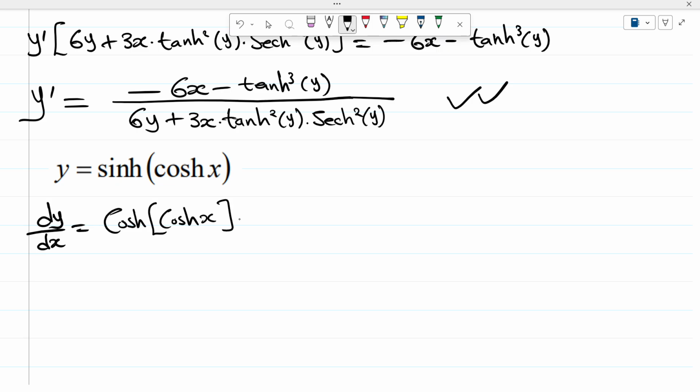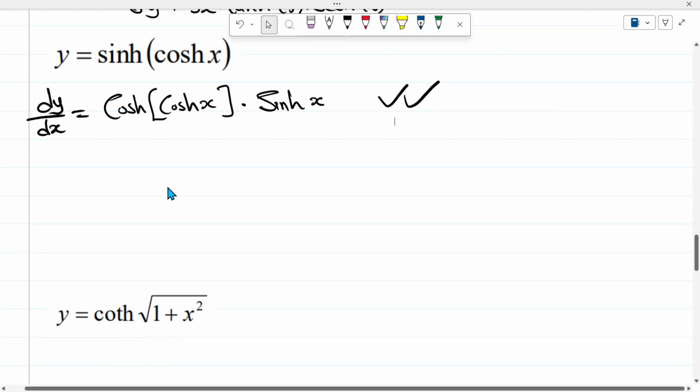x, just like that. And then we shouldn't forget to multiply by the derivative of the argument. So the argument in that case is hyperbolic cos. When we differentiate hyperbolic cos, it just becomes hyperbolic sine of x. And then, ta-da, you have your final answer. That was one of the easiest.